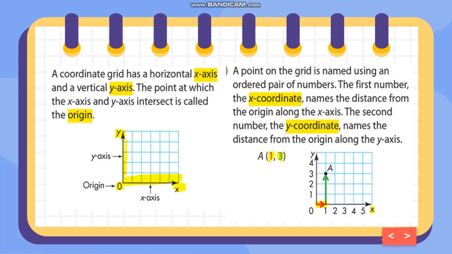Okay, so the location of the ordered pair 1 and 3. From the point of origin, we need to move 1 going to the right. Then from that 1, we move up 3 units. So the point is there, and that is what we call point A.